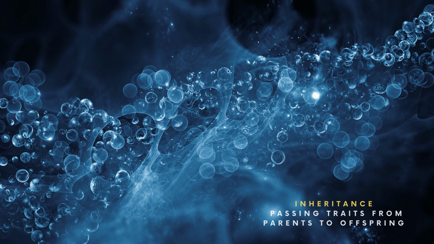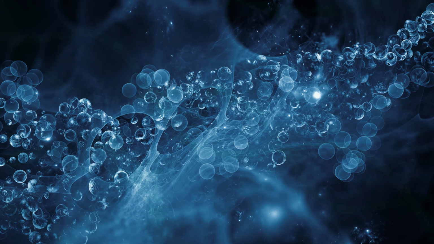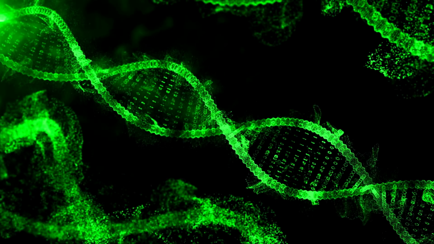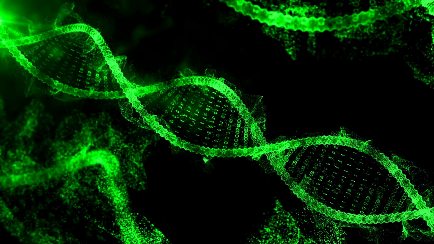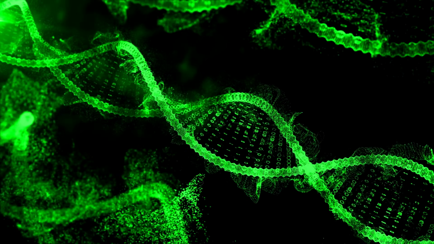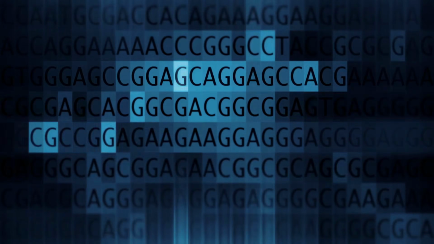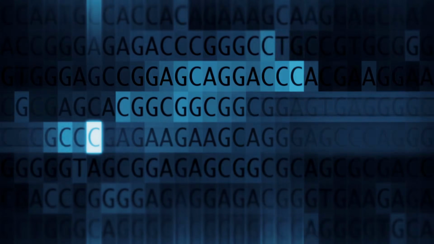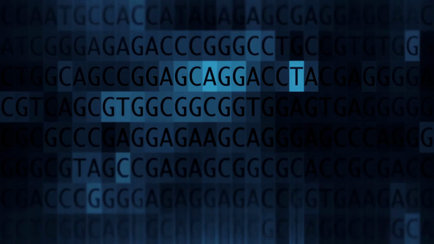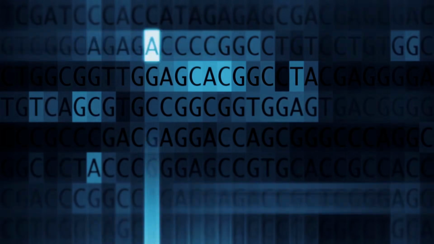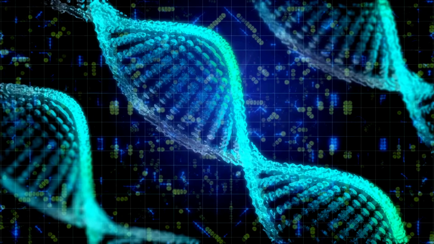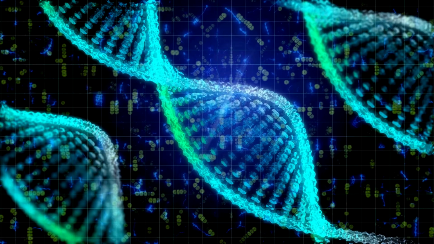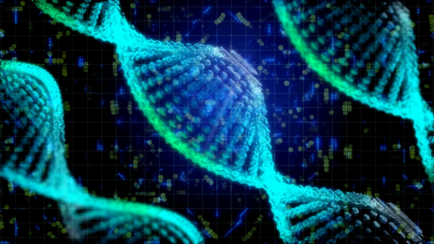Inheritance, passing traits from parents to offspring. When organisms reproduce, they pass their genetic information to their offspring. This transfer occurs through a combination of DNA from both parents. Each parent contributes one copy of each gene, and the resulting offspring inherit a unique combination of genetic material. This process gives rise to genetic diversity and allows for the expression of different traits within a species.